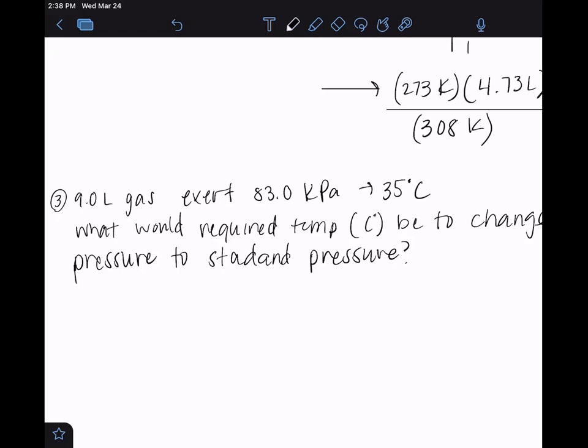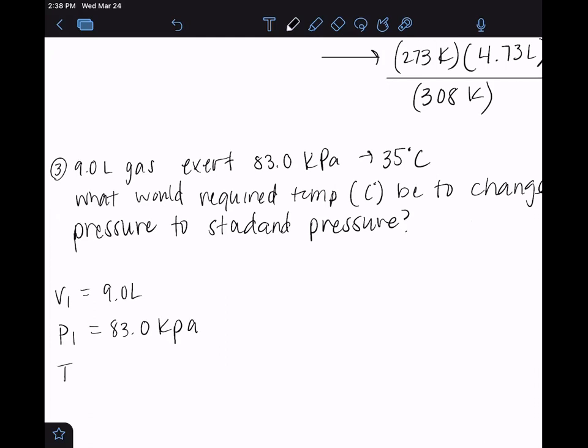Okay, so we're given a volume, which is 9.0 liters, and then we're given a pressure, 83.0 kPa, and then we're given a temperature, okay. So now you think, well, do we really need the volume? Do we need the volume? No, we don't need this. This is not necessary, okay?